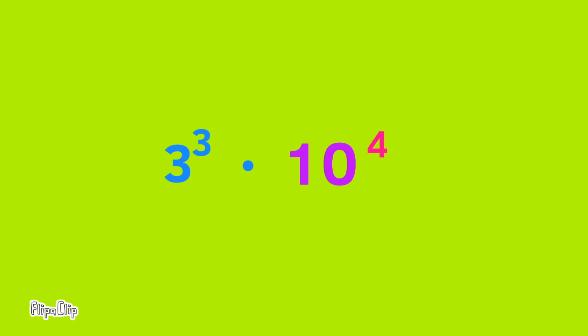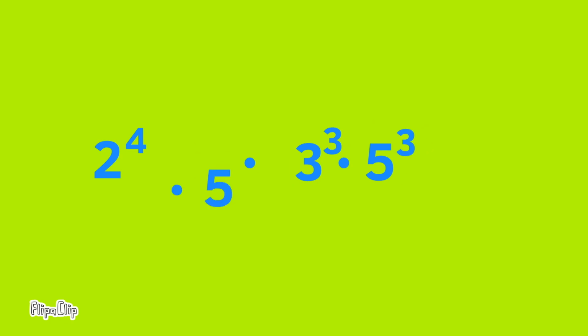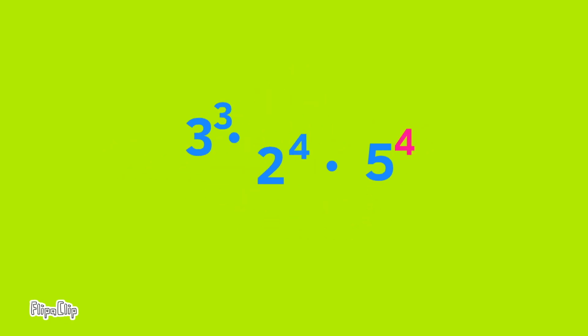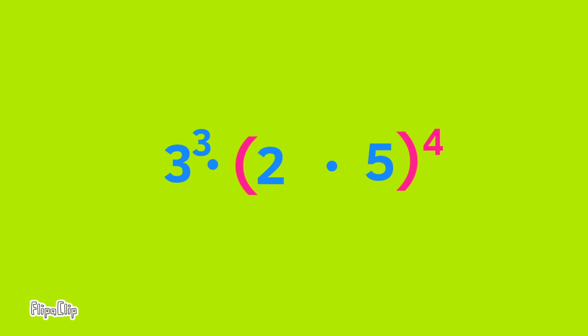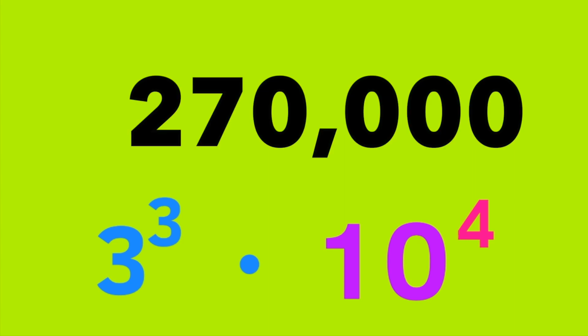Let's take a quick look to see how we got to this point. 3 times 3 times 3 equals 27, and 10 times 10 times 10 times 10 equals 10,000, and 27 times 10,000 equals 270,000.